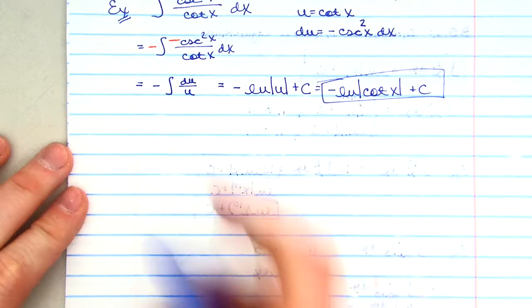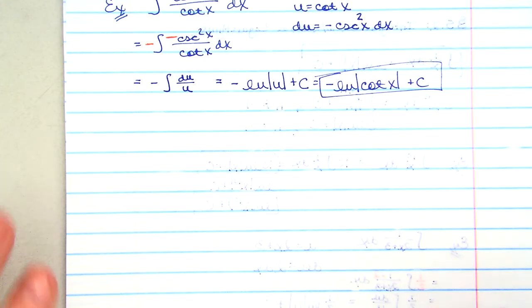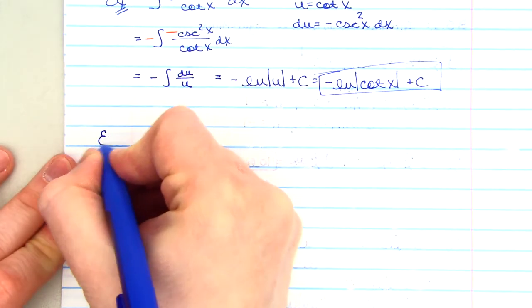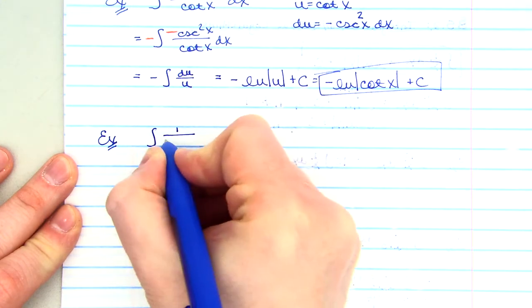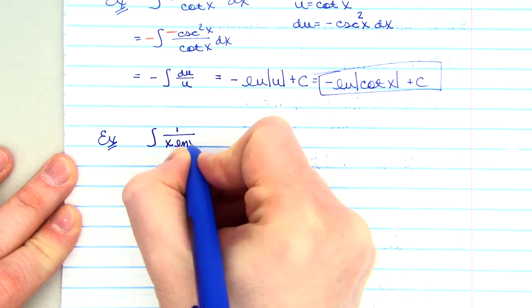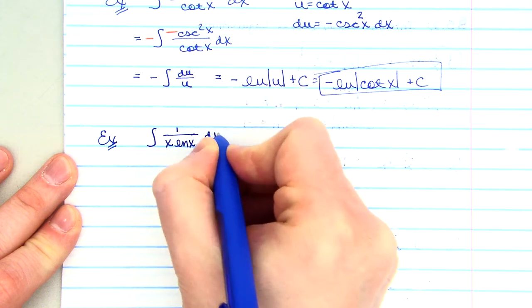Okay, next. Anything there? Okay, this will be strange. The integral of 1 over x times the natural log of x dx.